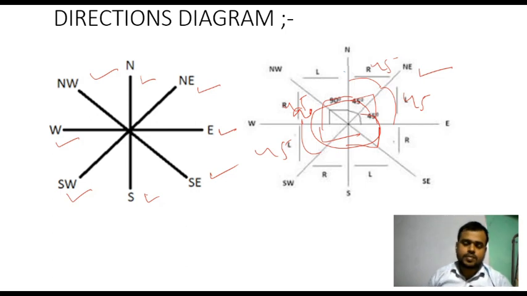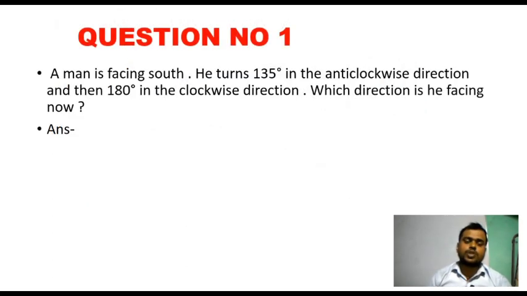Let's see. Moving to the first question, question number 1. A man is facing south, he turns 135 degrees in the anti-clockwise direction and then 180 degrees in the clockwise direction. Which direction is he facing now? So how can we solve this question?